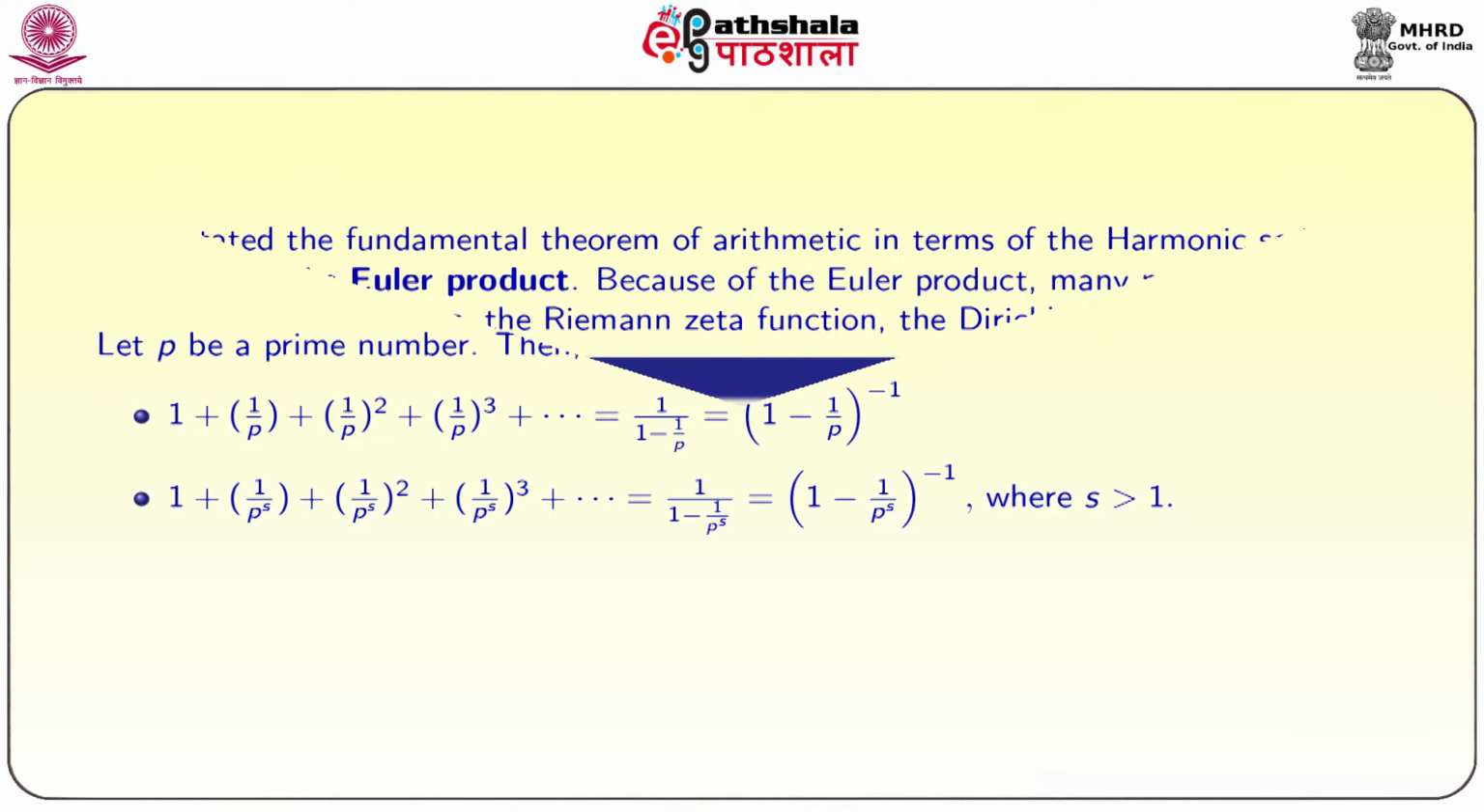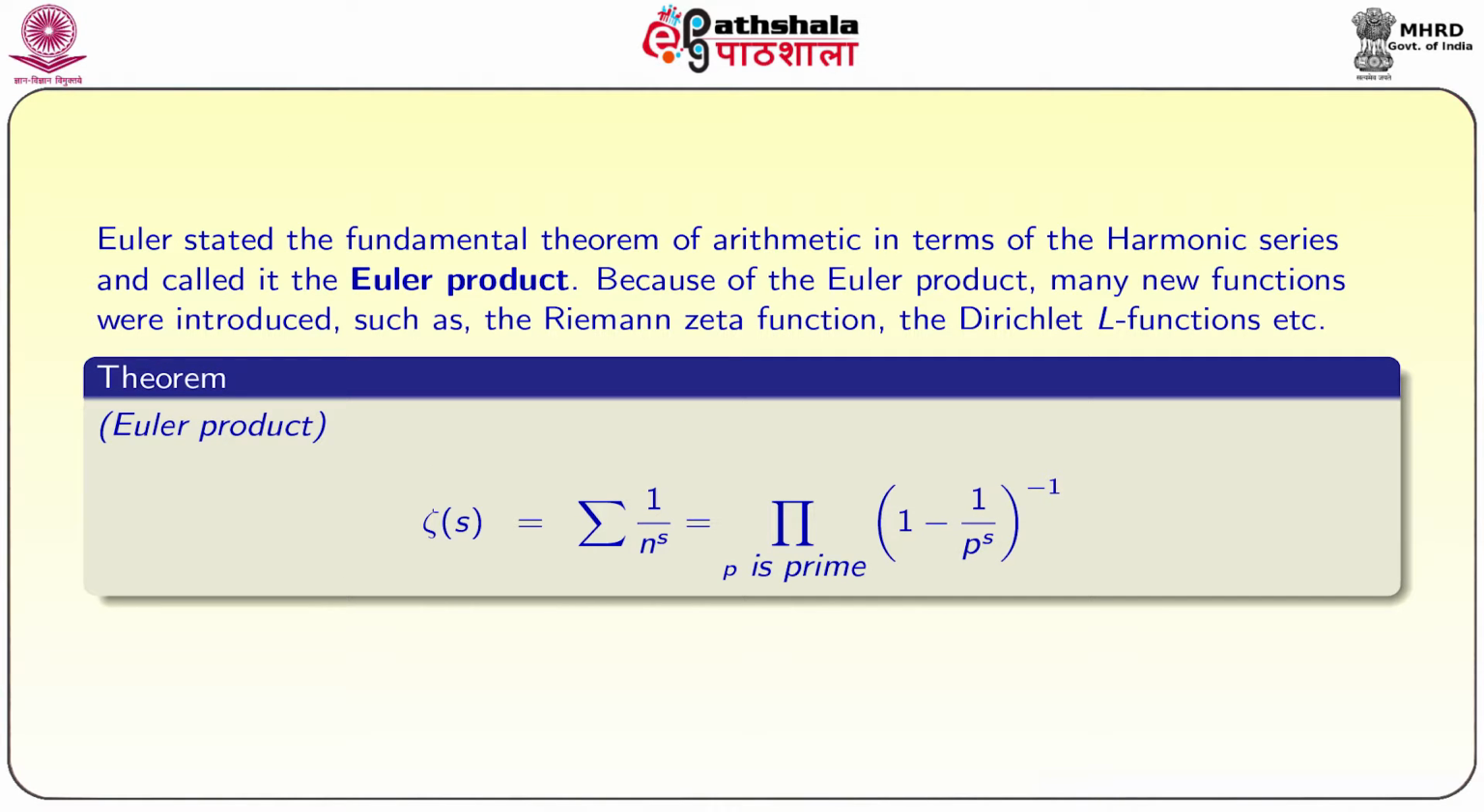So, with this we will introduce the Euler product. Euler stated the fundamental theorem of arithmetic in terms of the harmonic series. It is one of the beautiful equations Euler found. So, he expressed the fundamental theorem of arithmetic as a sum equal to a product, that we will see now. This is called the Euler product. Because of the Euler product, many new functions were introduced, such as the Riemann zeta function, Dirichlet function, etc.